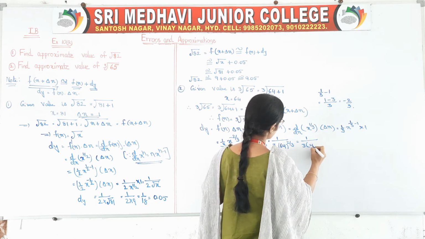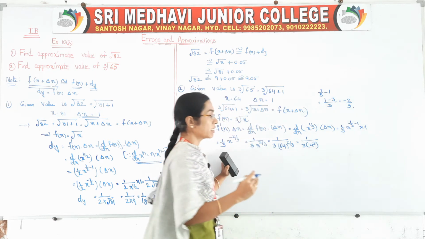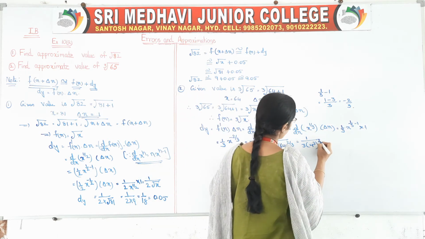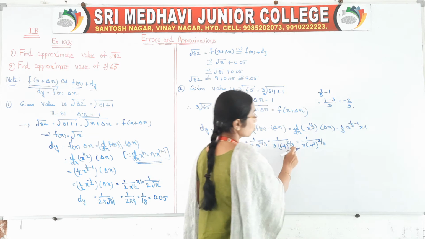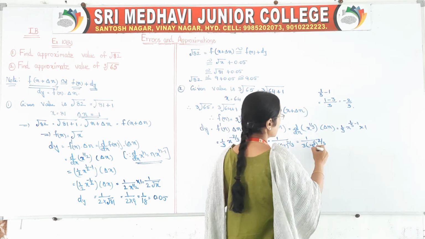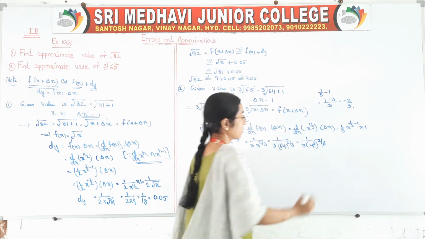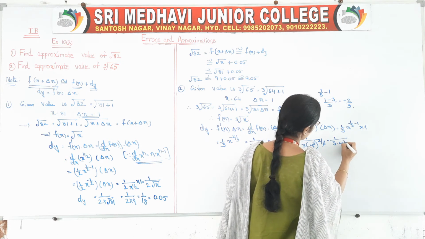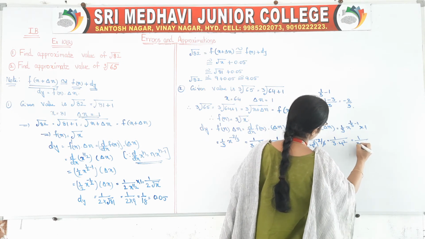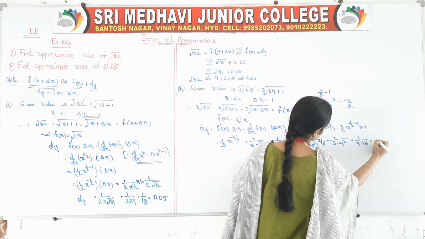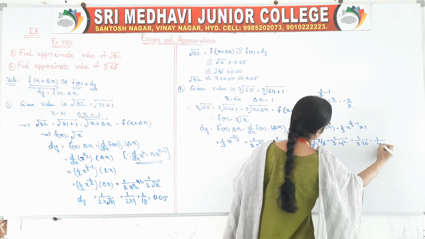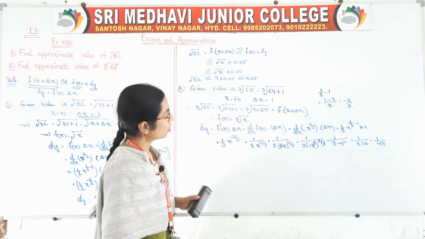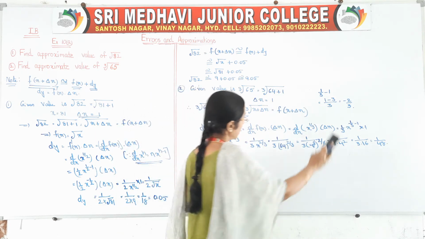64 can be written as 4 cube. 4 4s are 16, 16 4s are 64. Why do we have to write this? Here the power is 2 by 3. So the 3 cancels. So it is 1 by 3 into 4 square, that is 1 by 3 into 16. 16 3s are 48. Okay. So 1 divided by 48.